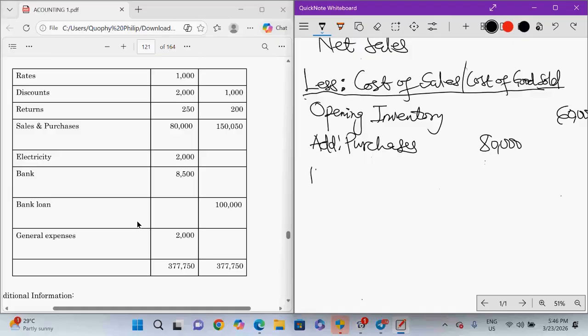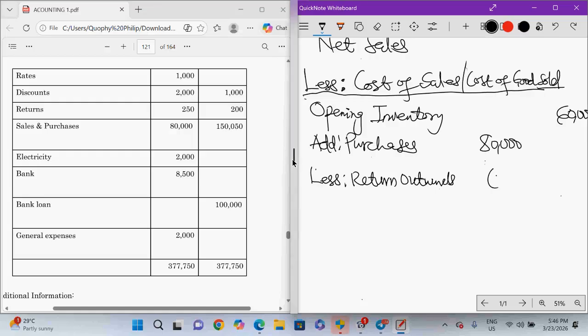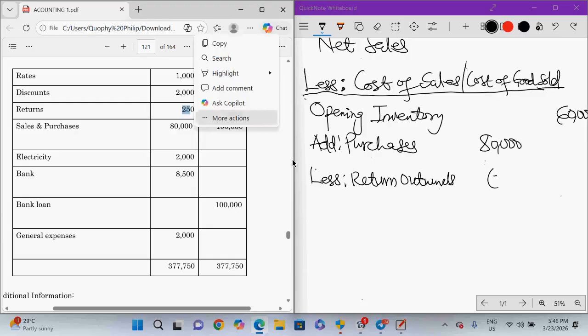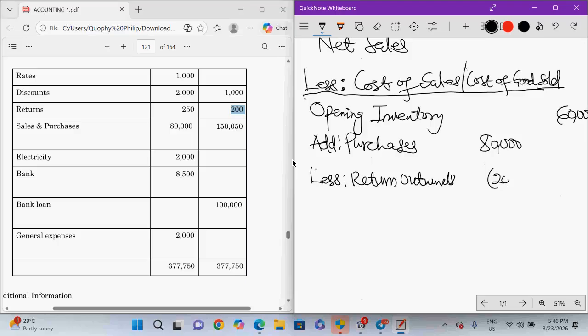So what is the next item? Return outwards. So I jump the carriage and go to the next step, if they had free delivery. Do you have return outwards? Okay, so how much is the return outwards? Inwards we said 250. So the outwards will be 200. What do you have?